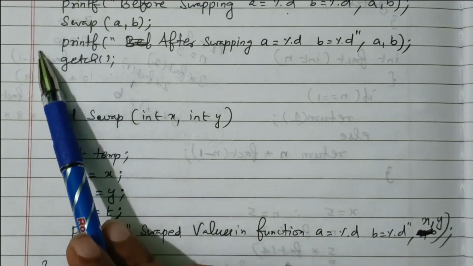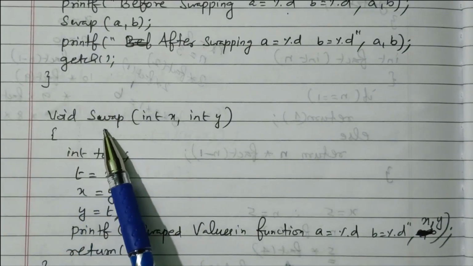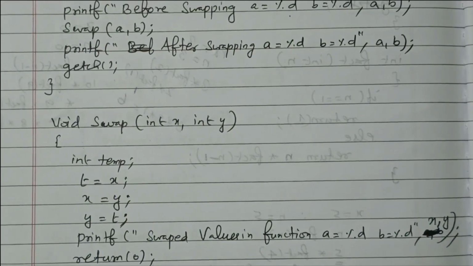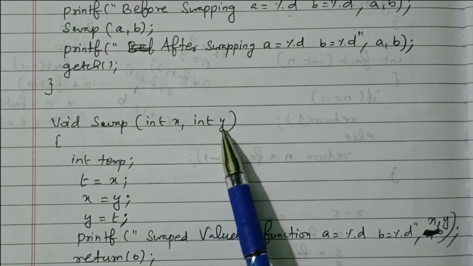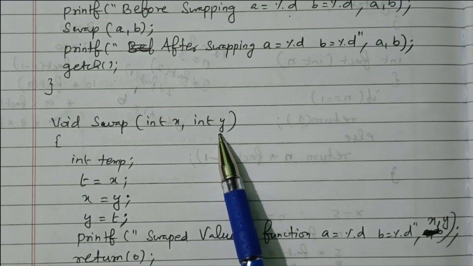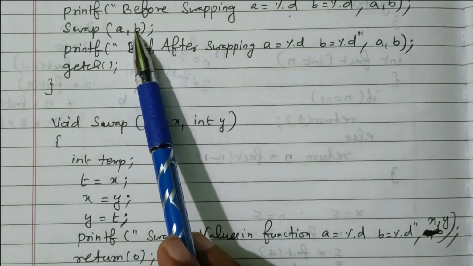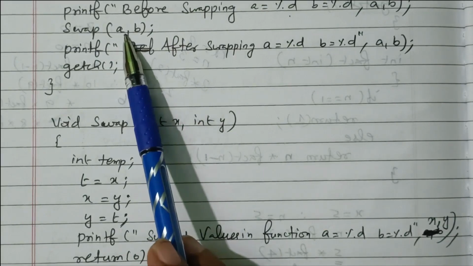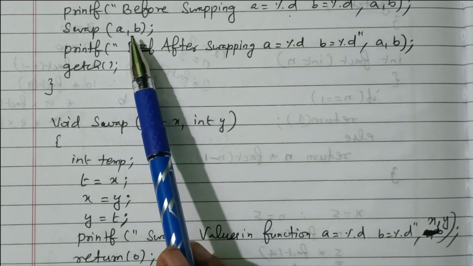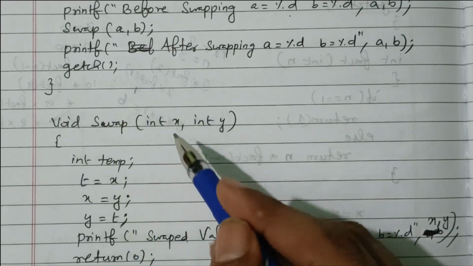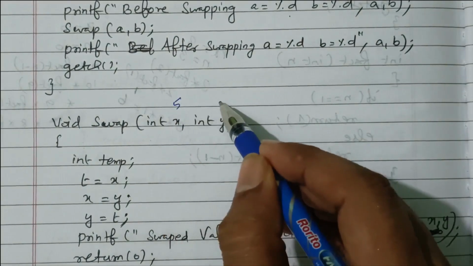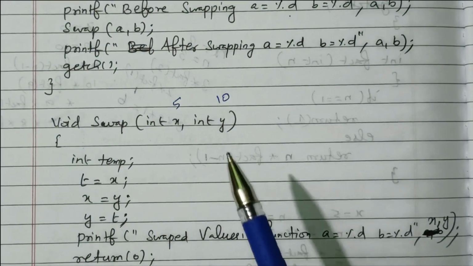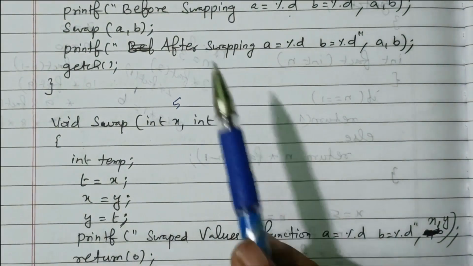So the control will transfer to this function: void swap(int x, int y). We already discussed this, x and y are now formal parameters. What is available? a and b are the actual parameters. Only a copy of the value is passed here. The original value will be retained: a = 5, b = 10 will be retained. Only a copy is passed, so x equals 5, y equals 10, right? The original value is retained in the main program.